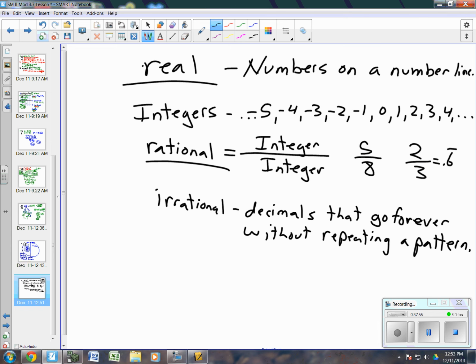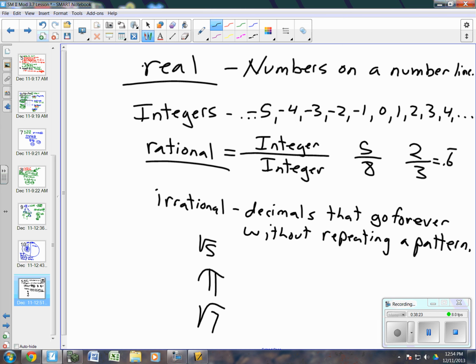You never repeat a pattern with irrational numbers. So square root of 5, if you put that in your calculator, you're going to get a decimal. It goes on forever. Anytime you take a square root of a number that's not a perfect square, it's going to be an irrational number. Pi is an irrational number because 3.14159... goes on forever without repeating a pattern. Square root of 7 is an irrational number.